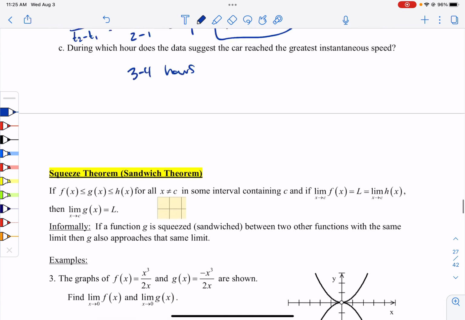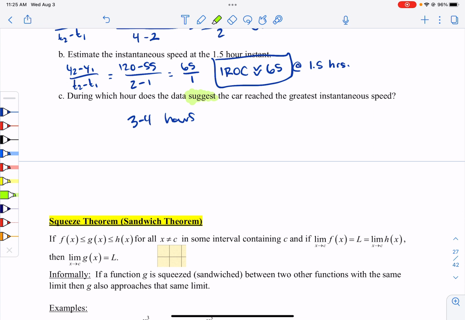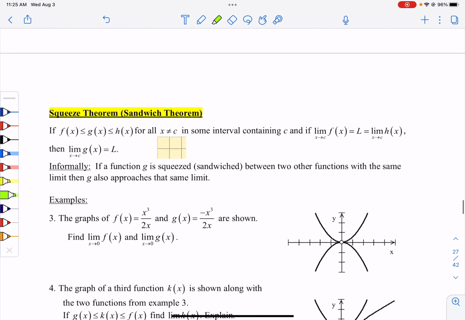That's why it says, does the data suggest the car? Those words, we're going to talk a lot about them this year. That's a really big word to use. It doesn't say which hour does the data prove or explain. We're just suggesting that is probably when it went the fastest, right? All right, let's move on.